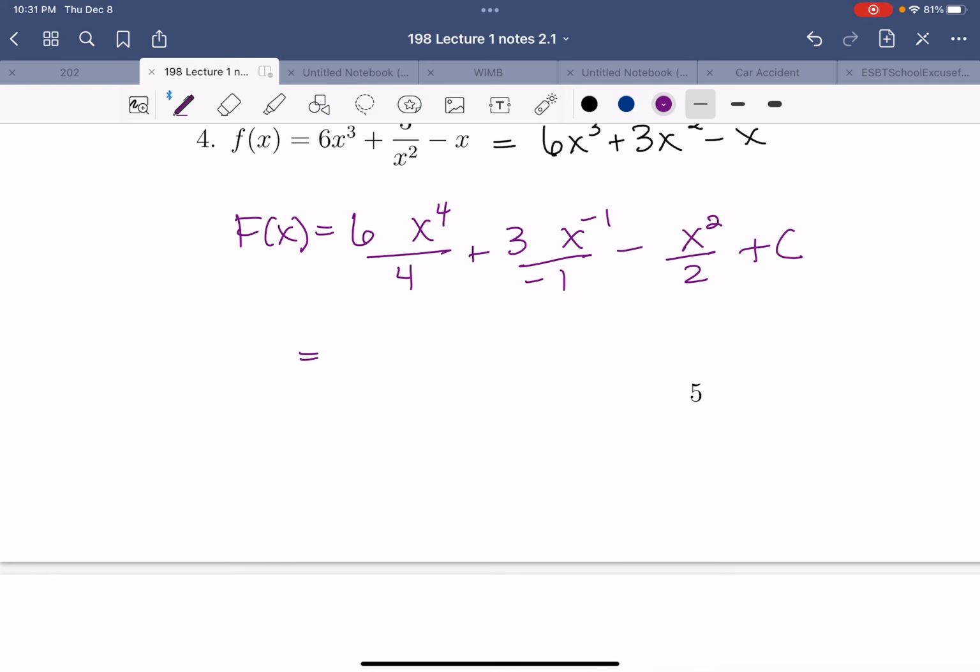To make it pretty, we just reduce by 2, so that's 3/2 x to the 4th. Let's see, that's going to be negative 3, and then my x to the negative 1 means an x on the bottom, only underneath the 3, minus 1/2 x squared plus a constant.